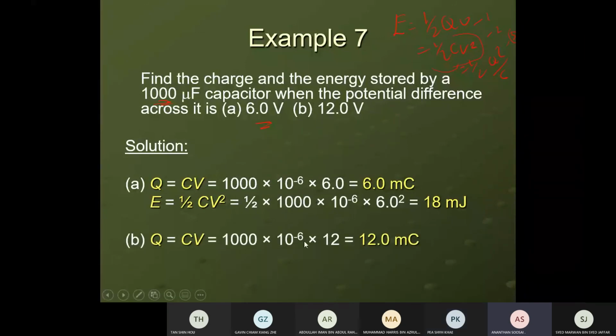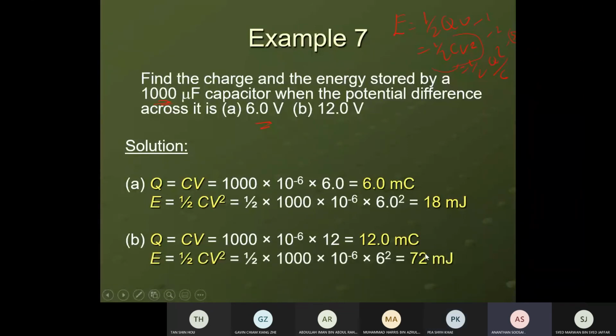Then if it's 12 volt, you put 12, so it's 12 millicoulomb of charge stored. This charge stored, energy stored is 72 millijoule of CV squared. Okay, this is a direct substitution of the formula.